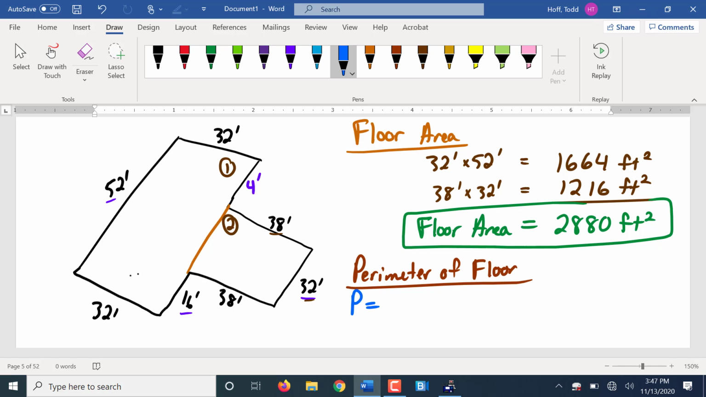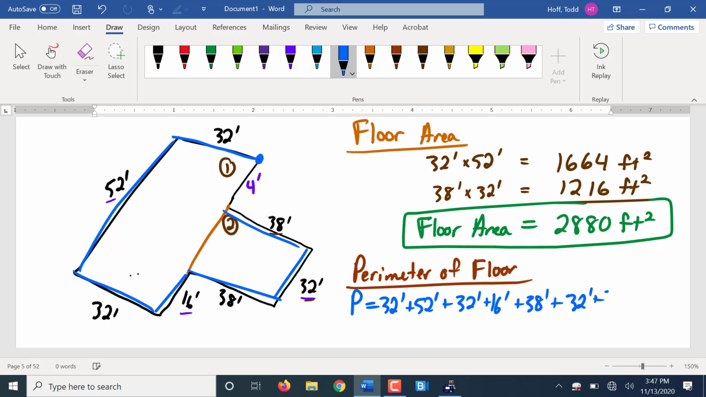Okay, so if we're adding these up, we'll just pick a corner here. We've got 32 plus 52 plus 32 plus 16 plus 38 plus 32 plus 38 plus 4, and that is 244 feet.